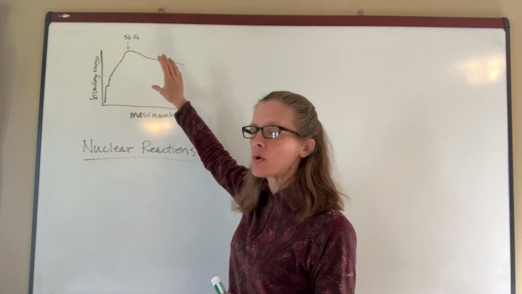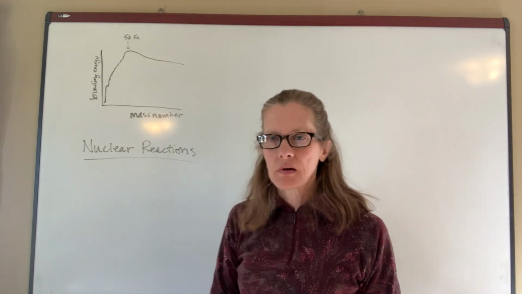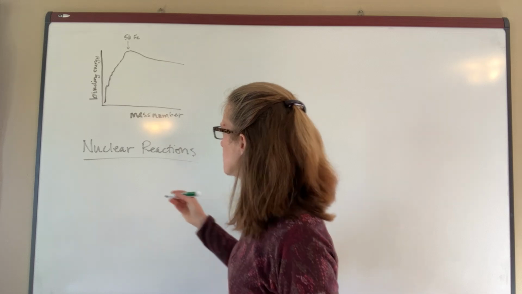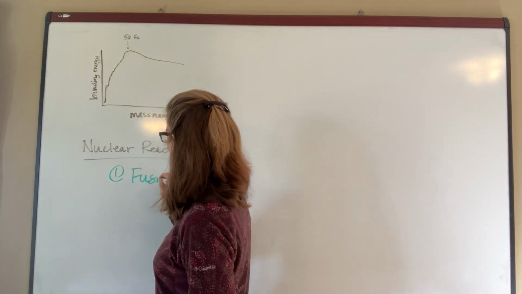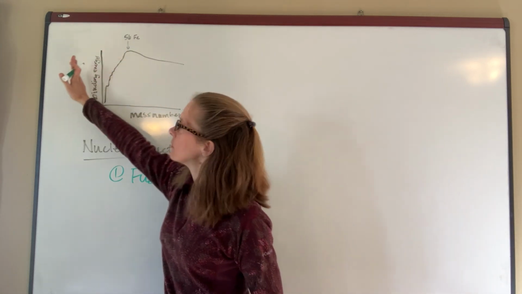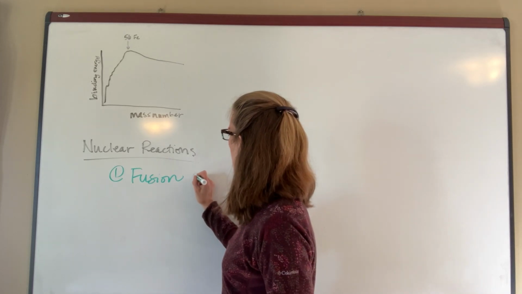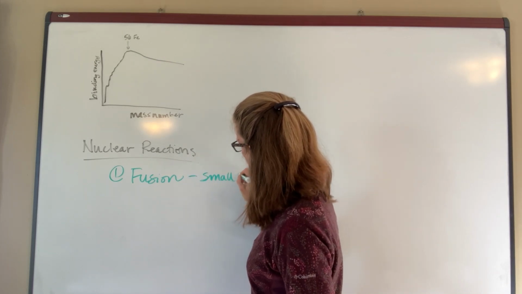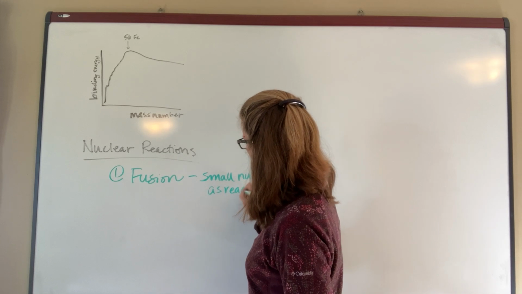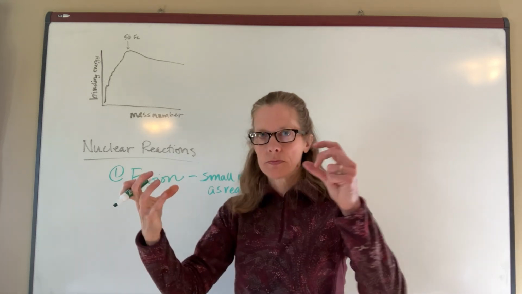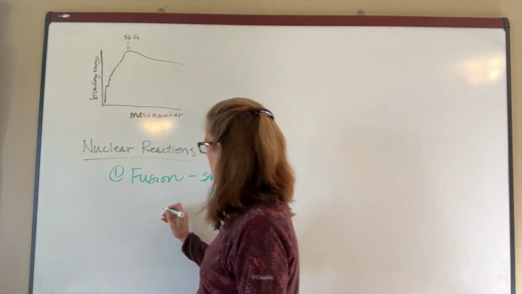What are they going to do to try and get as close as possible to that ideal? Well, there are two types of reactions. The first one is called fusion, and fusion is what is going to happen with the atoms on the left-hand side. In fusion, I'm going to have small nuclei as reactants, and these small nuclei are going to fuse together, or glue themselves together, to try to become larger.